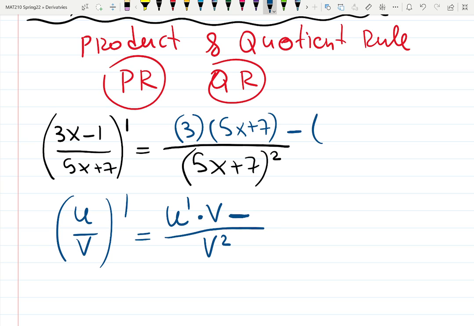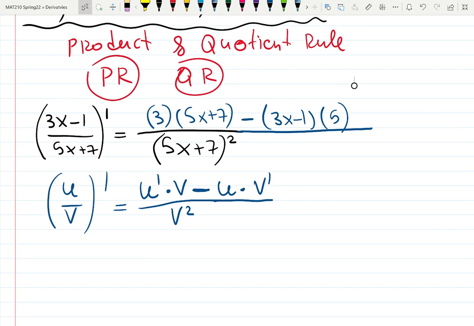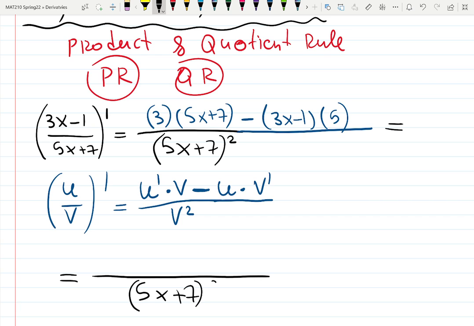Minus, copy the top, 3x minus 1, times the derivative of the bottom. Derivative of 5x plus 7 is 5. Like so. On the exam, I will not ask you to simplify, but on the quiz, I do. So, to simplify, you do not touch the denominator. That one is fine. But you distribute everything at the numerator. 3 times 5 is 15x plus 21 minus 15x. And now you have to decide minus or plus 5.